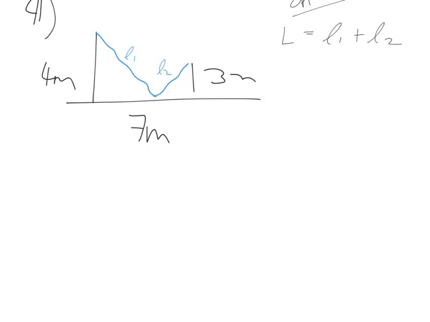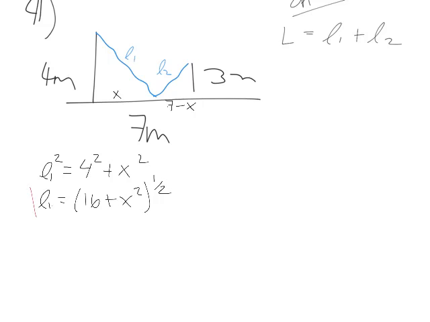So I'm going to let this length here be x, which means the remaining length on the other side will be 7 minus x. For L1, we know that L1 squared equals 4 squared plus x squared, or L1 equals (16 plus x squared) to the 1/2. So there is my first constraint equation.